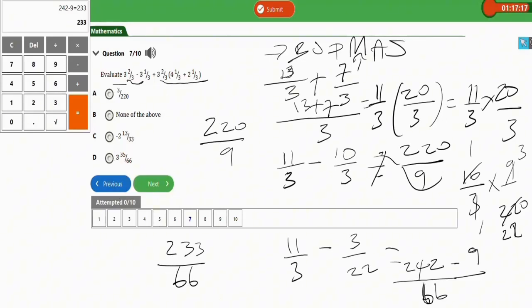But let's verify. So guys, to verify, this is the answer. We got the answer in improper fraction, whereas they left the correct answer in the options in mixed fraction. That's 3 and 35 over 66. So this is the same as 233 over 66. When you check, 66 times 3 will give us 198. 198 plus 35 will give us 233. So the same thing as what we have here in the mixed fraction. The correct option in this question is option D.